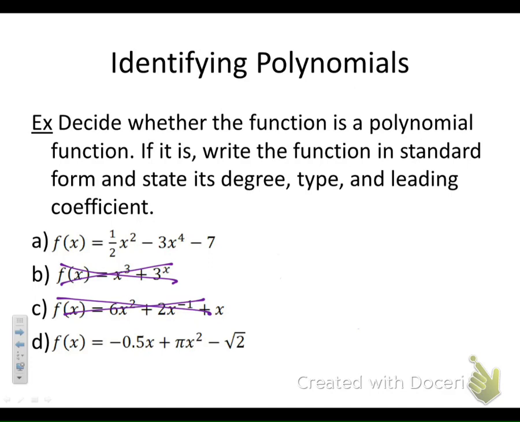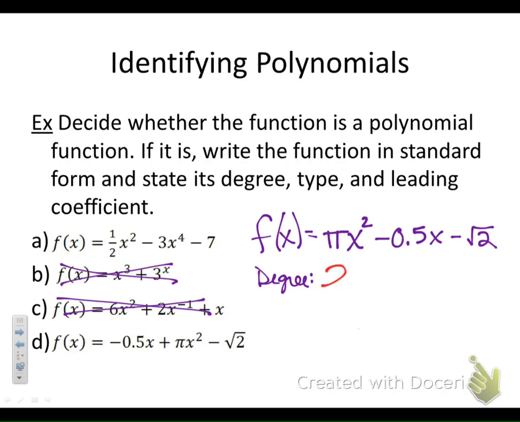With that said, I promise you that last one can be. This last one can be written in standard form. It just looks kind of crazy. Highest degree goes first, or highest exponent goes first. So pi x squared minus 0.5x minus root 2.